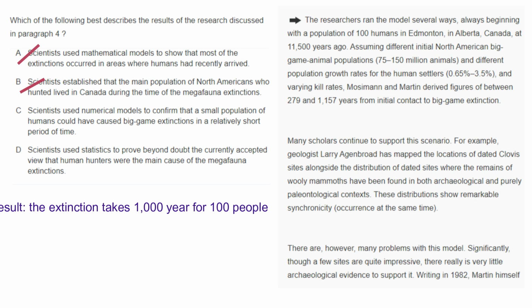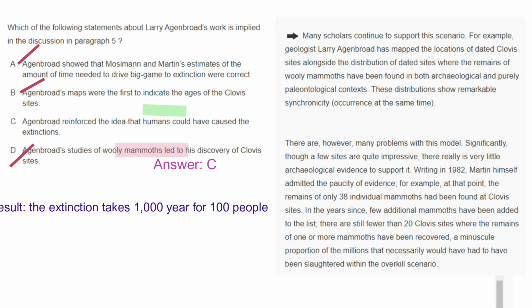100 people killing megafauna in 1,000 years is quite a short period of time in human history. You can see that C is a good choice by the word choice, like confirm, as it is a perfect word for empirical science. D. Scientists use statistics to prove beyond doubt the currently accepted view that human hunters were the main cause of the megafauna extinctions. Words like prove beyond doubt are inappropriate for empirical science. Here, the best thing is an educated guess. D has to be false. The answer is C.